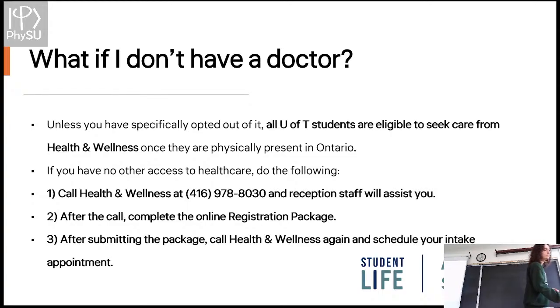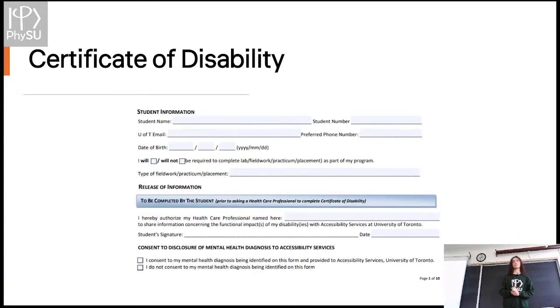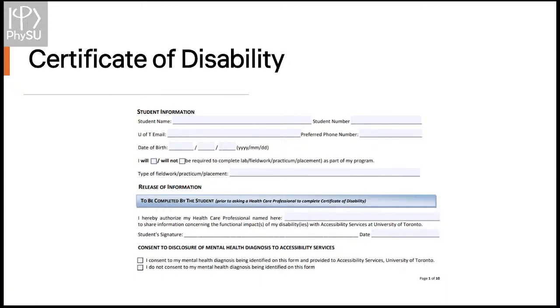Now, as to the certificate of disability, it is a 10-page document that you really only need to fill out one page. The rest needs to be done by your doctor. So this is the page that you need to fill out. All you need to do is put your name, your student number that appears on your T-card, your email, your phone number, your date of birth, and then you need to specify the specifics of your program, like if you will be completing lab, field work, or practical work as part of your program.